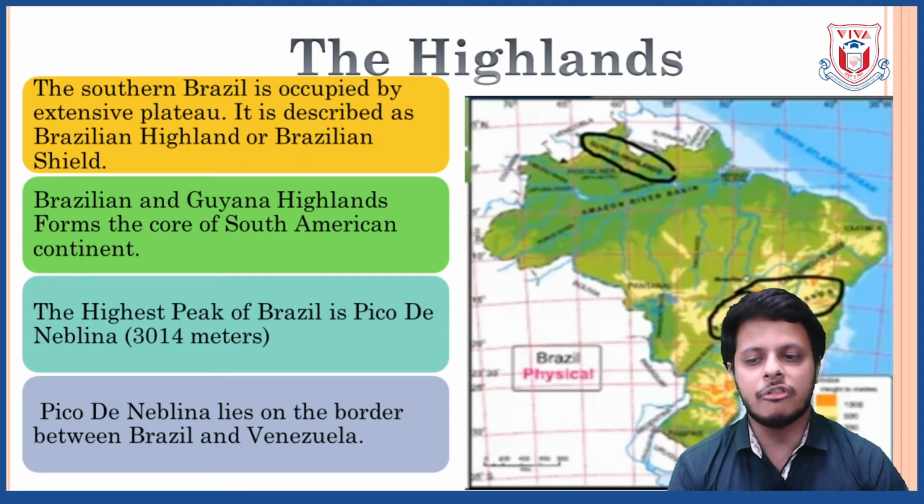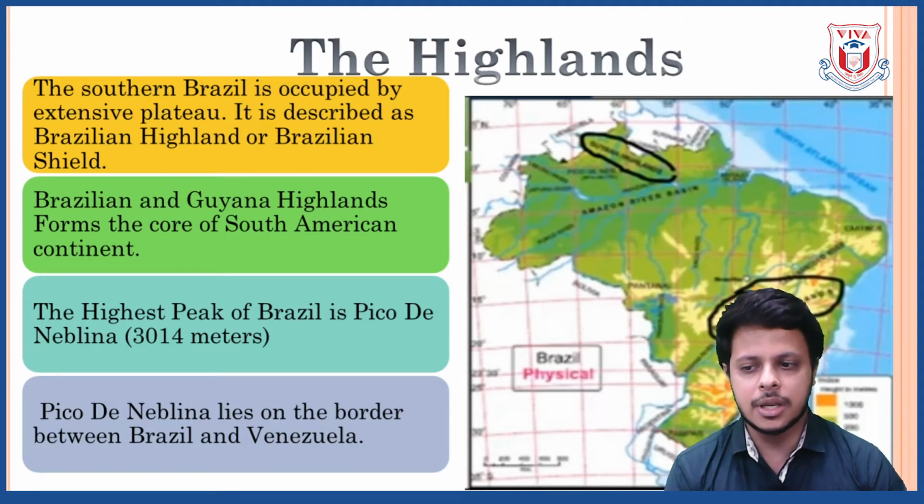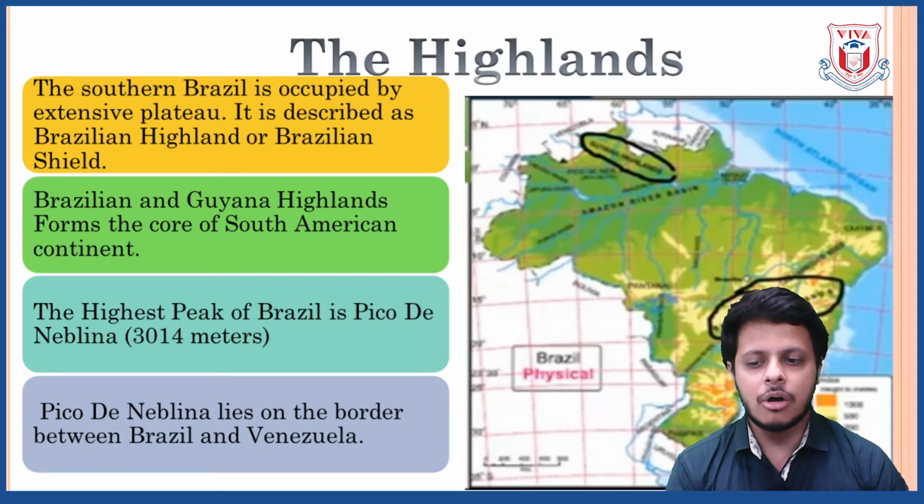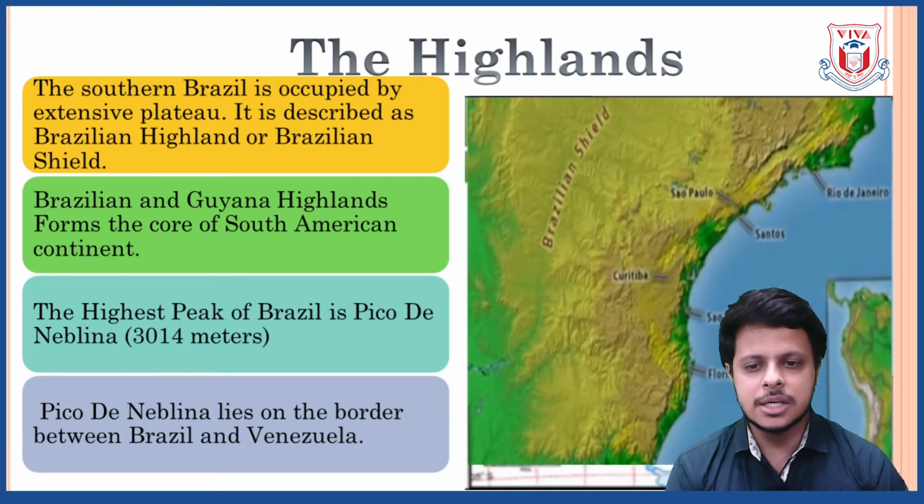The highest peak of Brazil is Pico de Neblina. Altitude is about 3014 meters. Pico de Neblina lies on the border between Brazil and Venezuela. So, you can see the Brazilian shield over here.